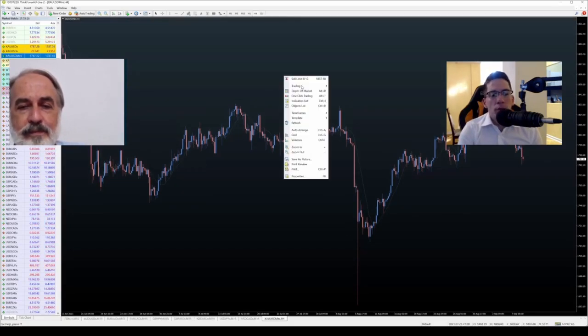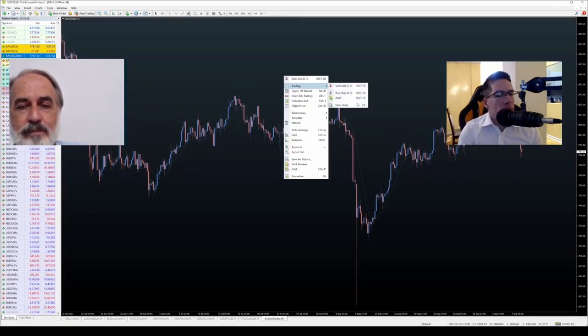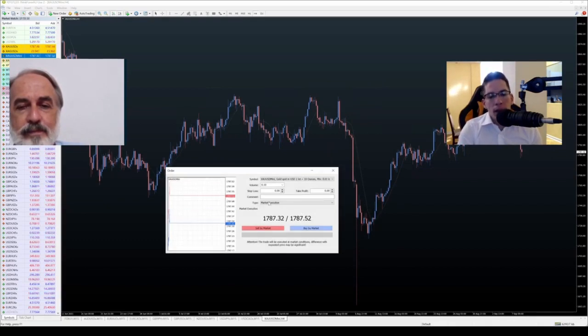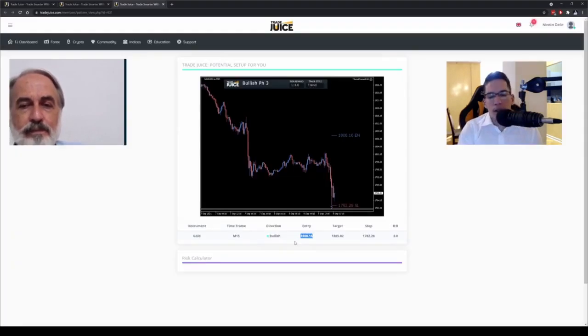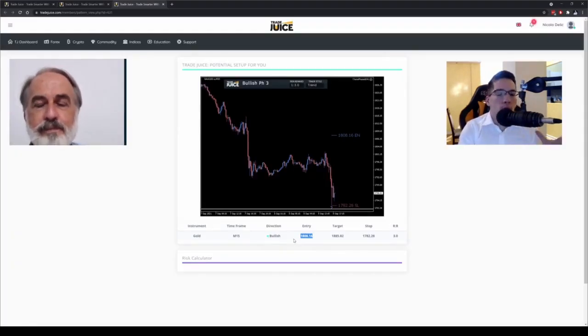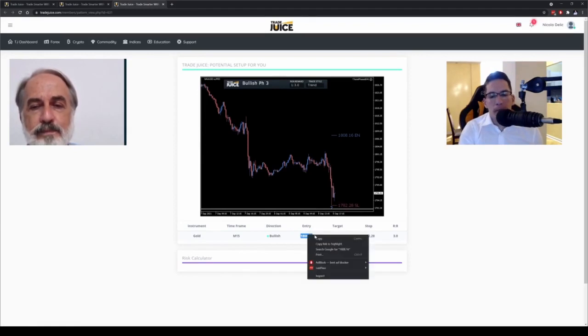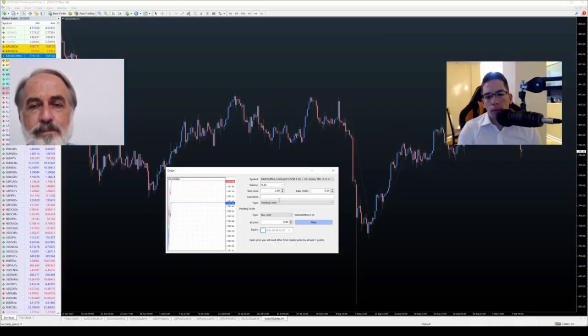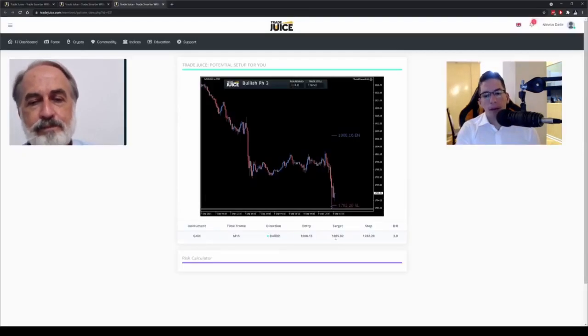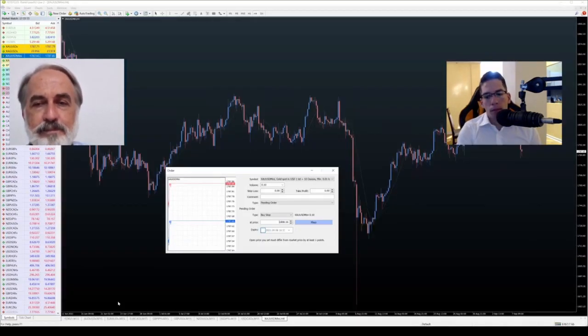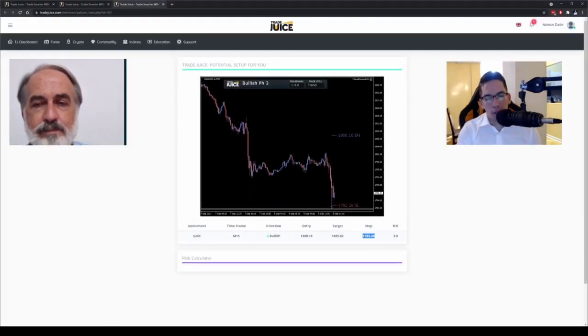Gold on your broker, go to trading, right click, new order, and type is pending order. Since let's get back to this part, it's a bullish trade, so we want to buy. So it's a buy stop. So we just need to copy the entry price. After that, we are just going to copy the target price. Copying to take profit, and finally the stop loss.